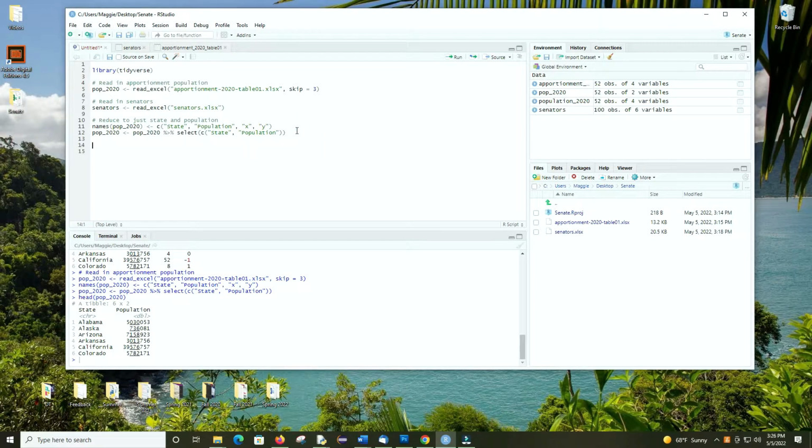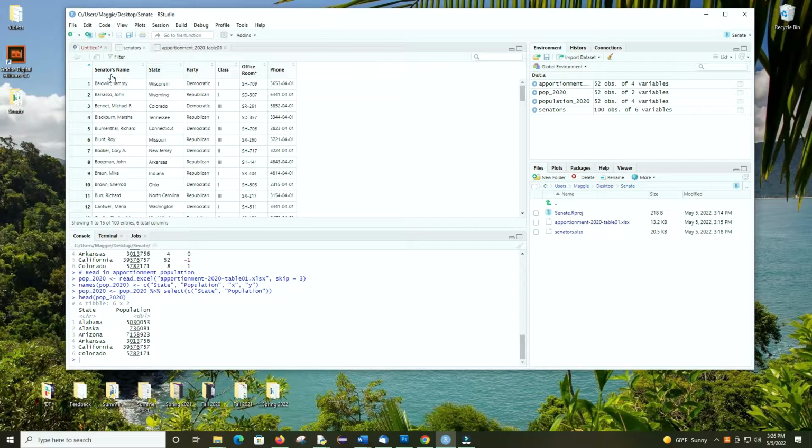Not that the other columns were hurting, I just didn't need them, so got rid of them. And then actually probably didn't even need to rename them, right? We could have just pulled them out, but I didn't want to use those long names that were there before. Okay, so what do we have with the senators? All we care about is senator's name, state, and party. So let's give those some new names.